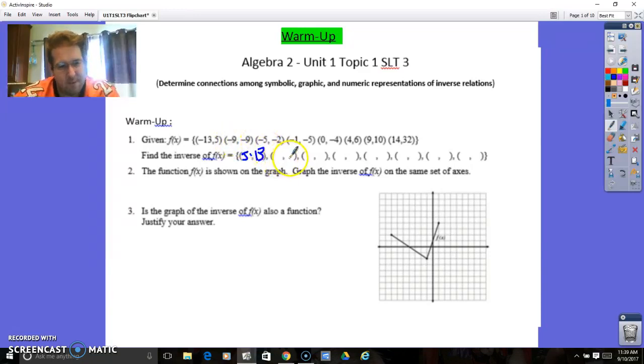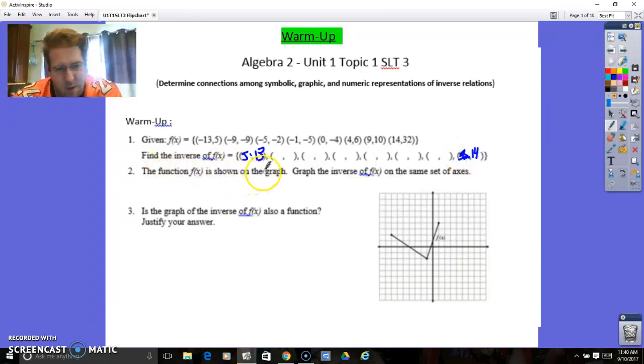So negative 9 here. My pen's not working out so well, so I'll just say it. So this would be negative 2, negative 5, negative 5, negative 1, negative 4, 0, 6, 4, 10, 9, and 32, 14. Okay, so maybe it wasn't that bad.